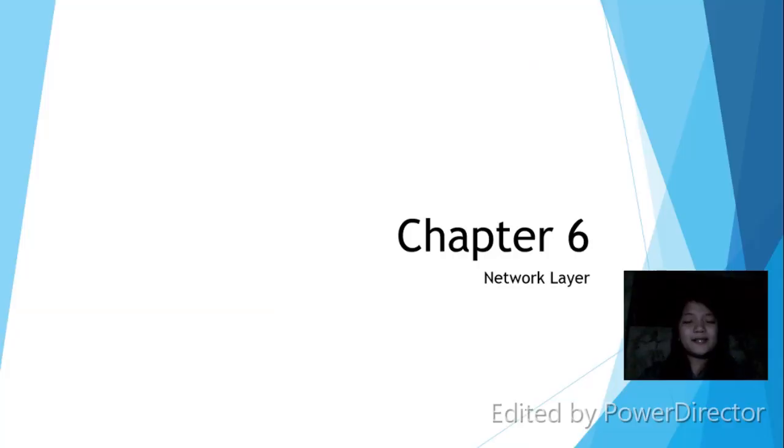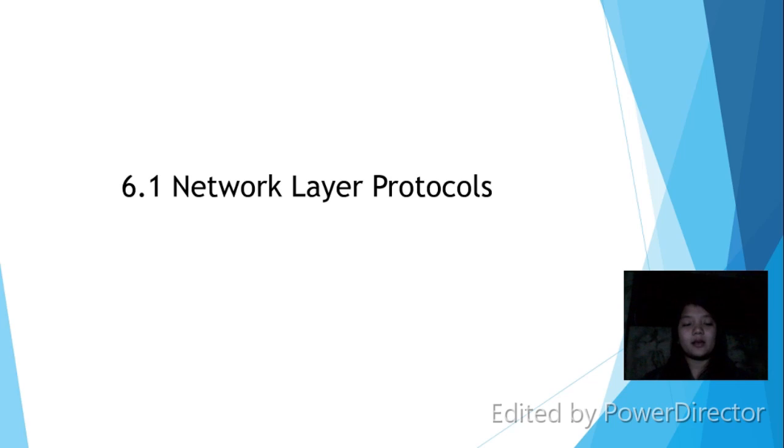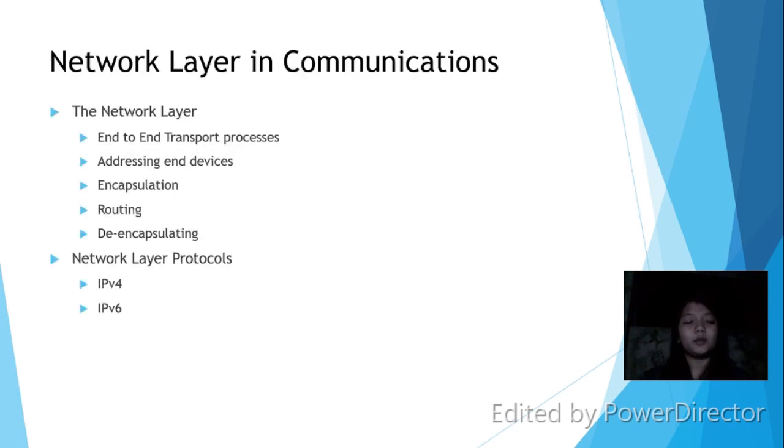This video is all about my second summary of chapter 6, entitled Network Layer. Network Layer Protocols. Network Layer in Communication: the network layer, end-to-end transport process, addressing and devices. So first is the end-to-end transport, then addressing and devices. I think that is the IP addressing of the IP of the end devices. Encapsulation, routing, and decapsulation.